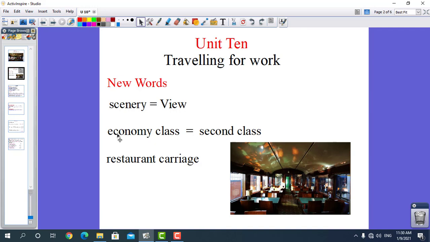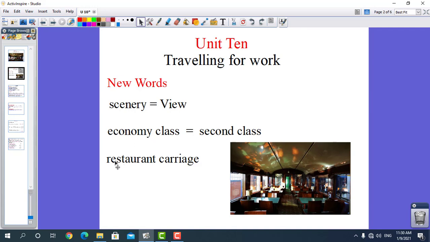We have the second word here, economy class. Economy class equals second class. It talks about the levels of the carriages in the trains. The economy class is less expensive than the first class.